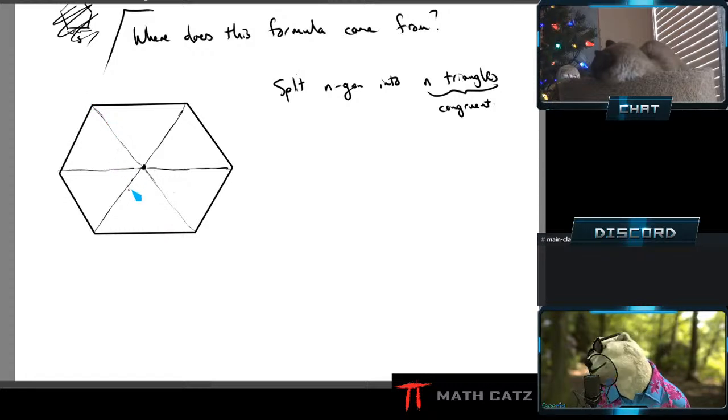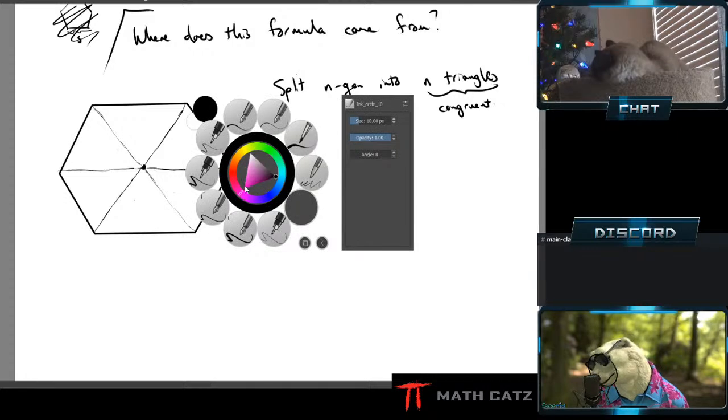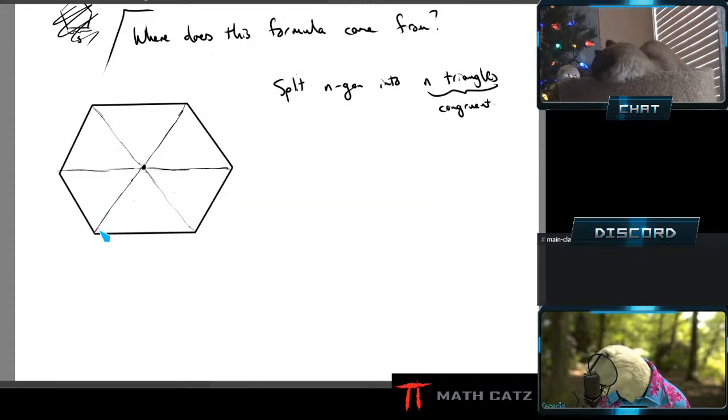Which means if I just focus on one of them, let's focus on this bottom one, to make it pink. If I focus on one of these triangles and I can find the area of this triangle, well then, I'll just multiply this triangle in the hexagon case by 6, in general by n, and then I would have the area of the polygon as well.